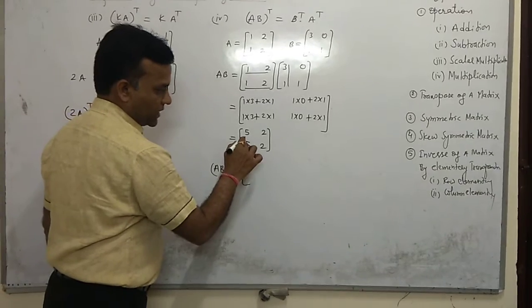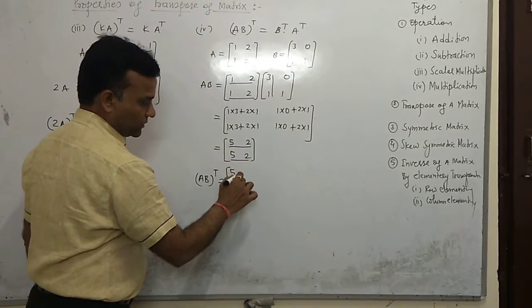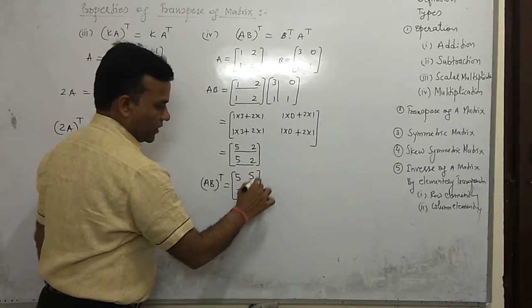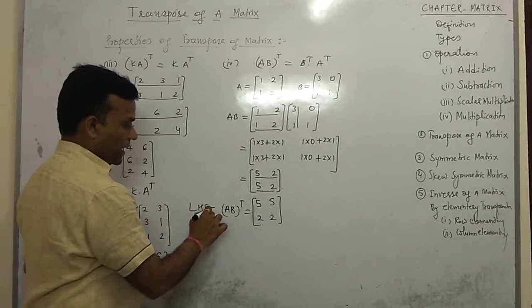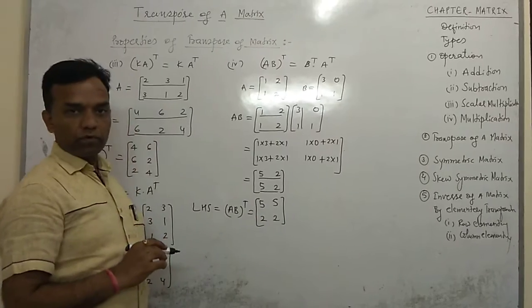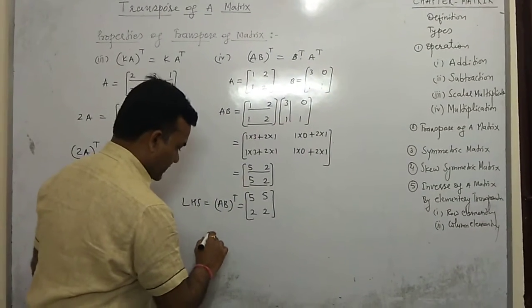Now in the same way, your first row becomes the first column, and your second row becomes the second column. Okay, then your left hand side is clear. AB whole transpose is 5 5 2 2. Now the right hand side is remaining. So now we start the right hand side.